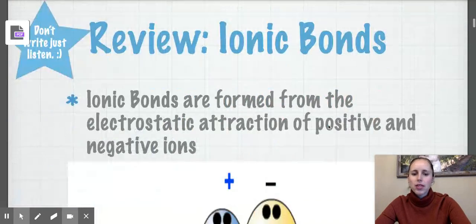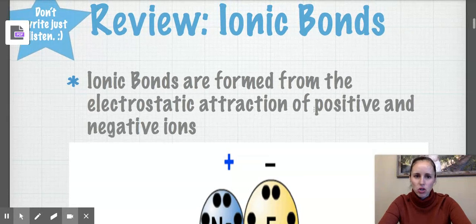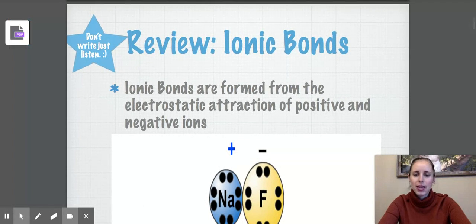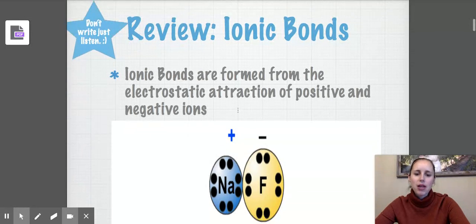So what we're going to start with is just a little bit of a review. So I actually don't want you to add this to your notes at all. You don't have to worry about copying any of this down. This is just going to be a reminder from grade 9 and grade 10 how ionic and covalent bonds work. So ionic bonds are formed with the electrostatic attraction of a positive and a negative ion.